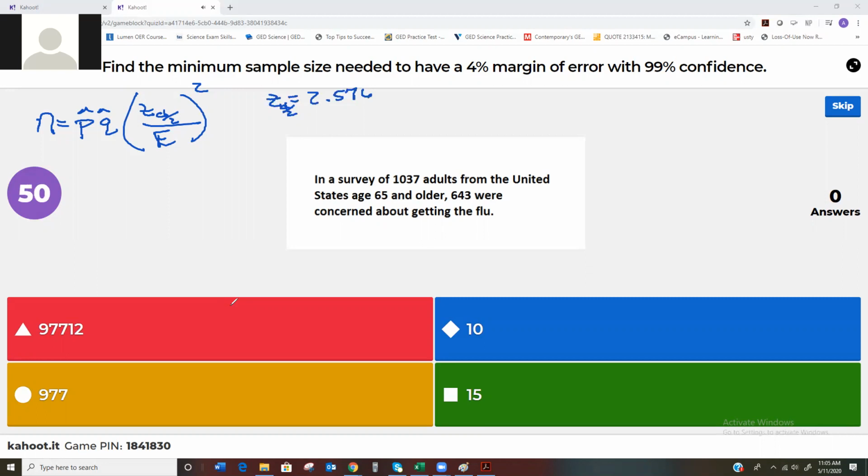What was E again? That's the margin of error. That's what you want to be within. So in this problem, it's the 4%. But what do you put in for 4%? Do you put in a 4? No, you put 0.04. Yep, you got it.